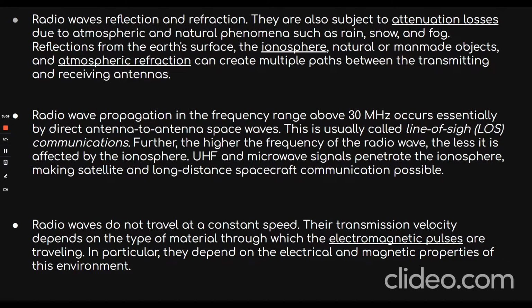And the last is that radio waves do not travel at a constant speed. Their transmission velocity depends on the type of material through which the electromagnetic pulses are traveling. In particular, they depend on the electrical and magnetic properties of this environment.